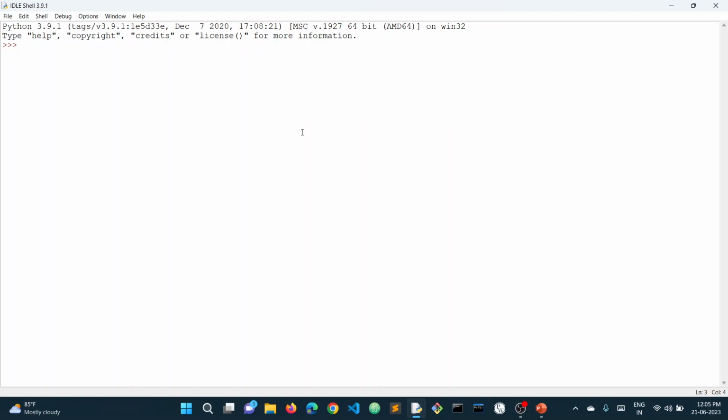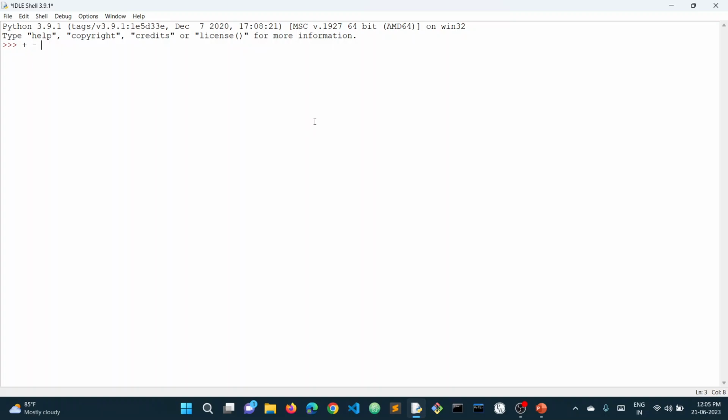So before coming to arithmetic operators, let us know what operators are. In Python, operators are basically special symbols that are used for performing specific operations. For example, arithmetic operators are used for performing simple arithmetic operations, for example plus, minus, multiply, divide, and so on.